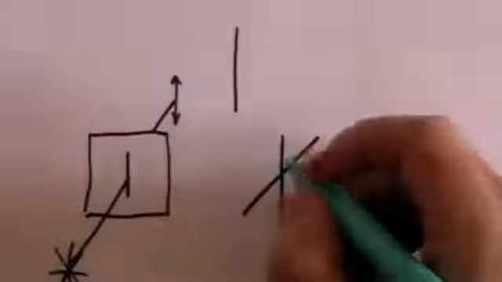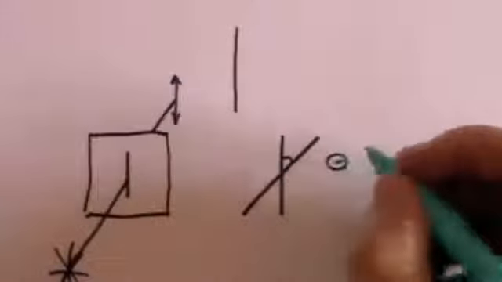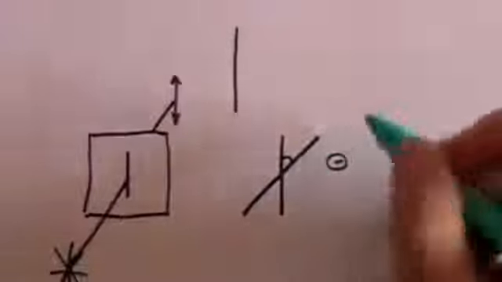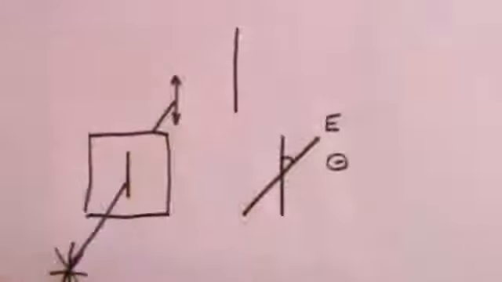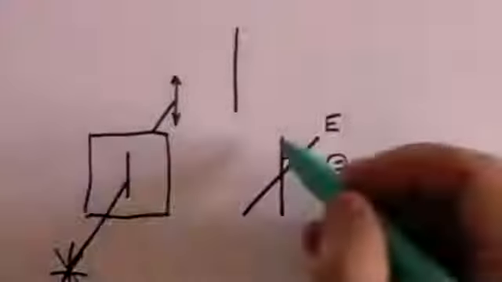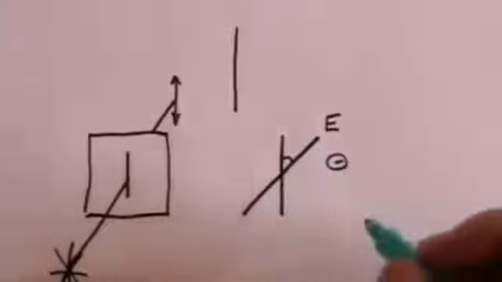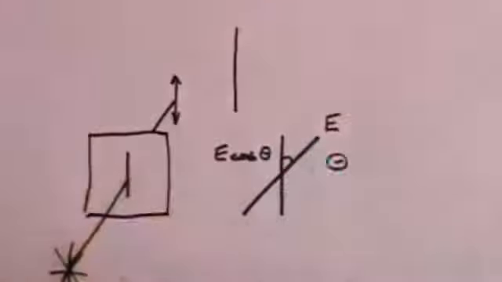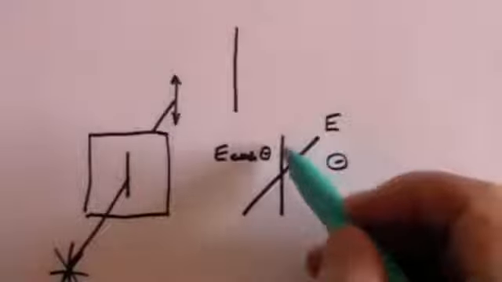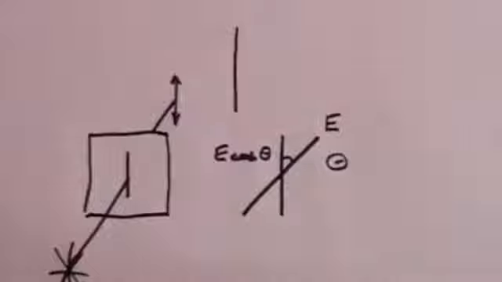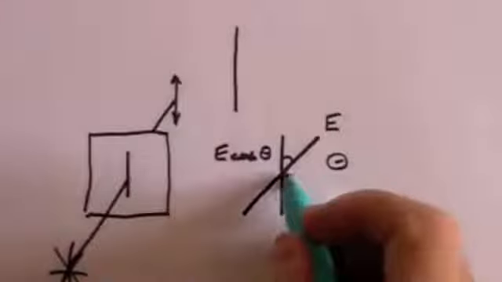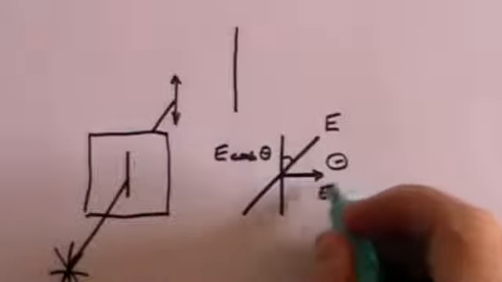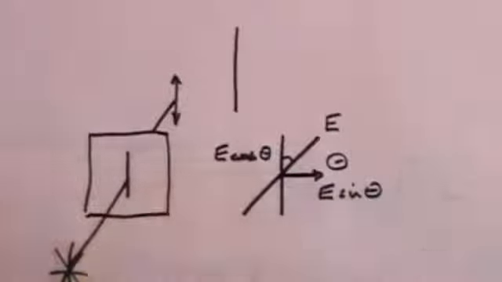What you can say is that if this angle is theta, and this is the E field, E, then the component of the E field in the vertical direction will be E cosine theta. Right, that's just straight trigonometry. There will also, of course, be a component of the E field in the horizontal direction, and that will be E sine theta.